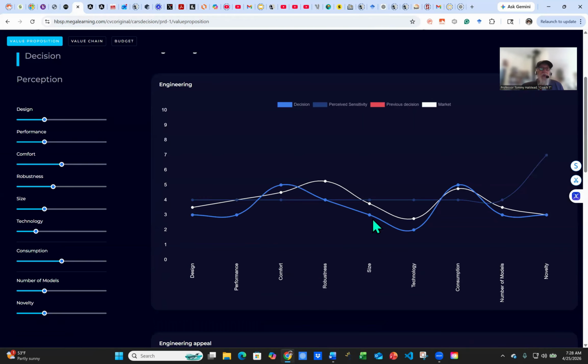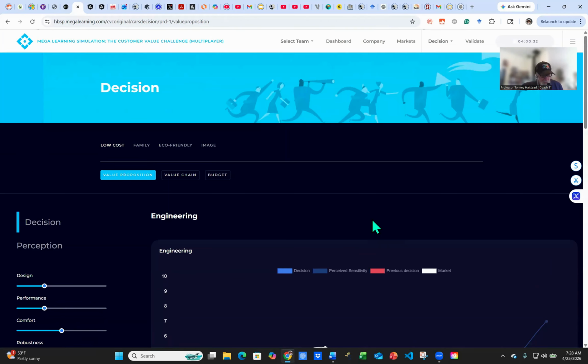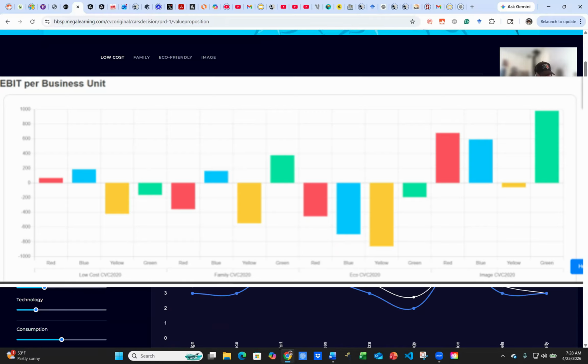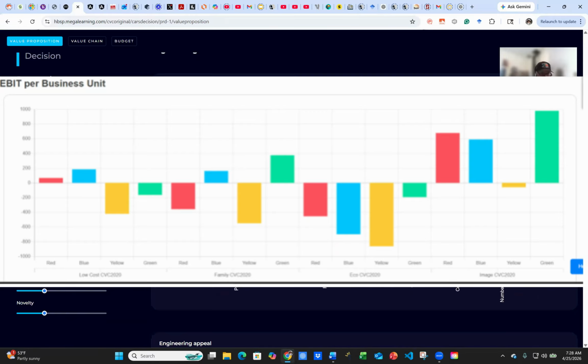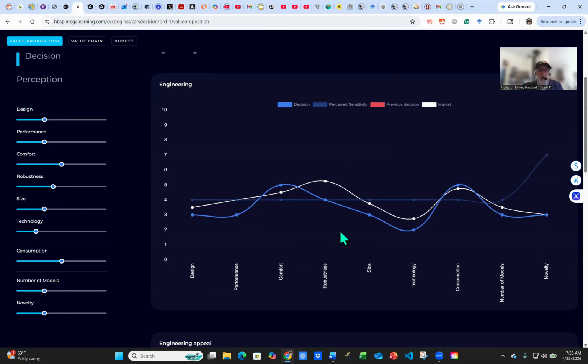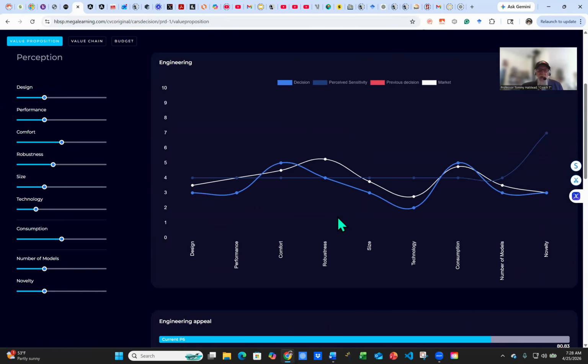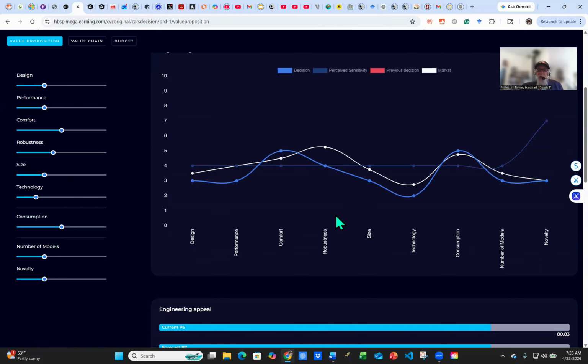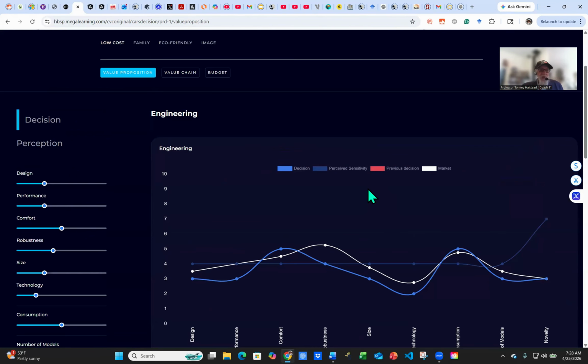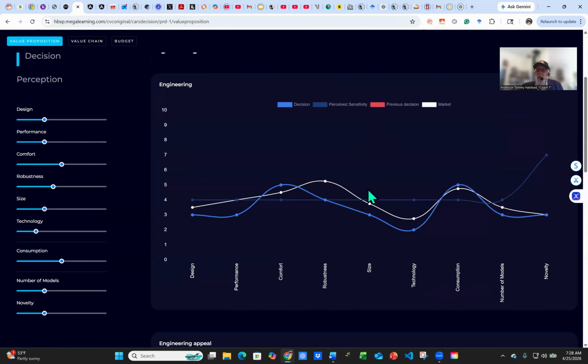Are we into low cost yet? Blue did okay in low cost. Blue is our leader in low cost, which is really interesting. They're really getting us down, but with the ups and downs of it, you can see what low cost cares about. We know what should be three and what should be one. Number of models, novelty, where's novelty, which is expensive.